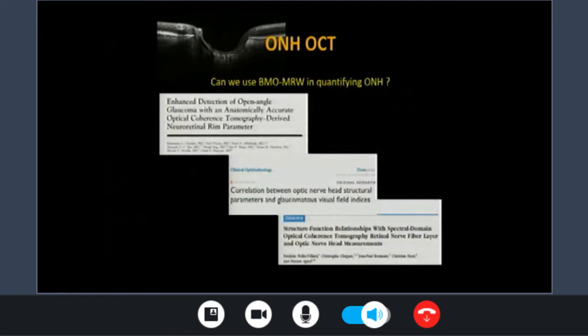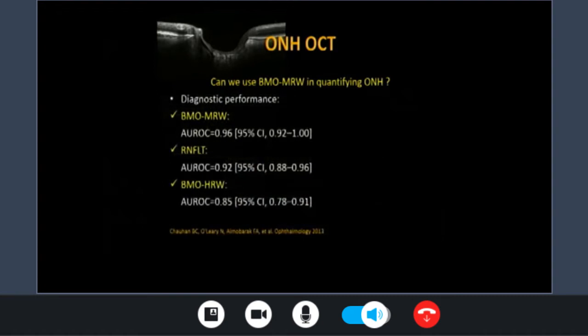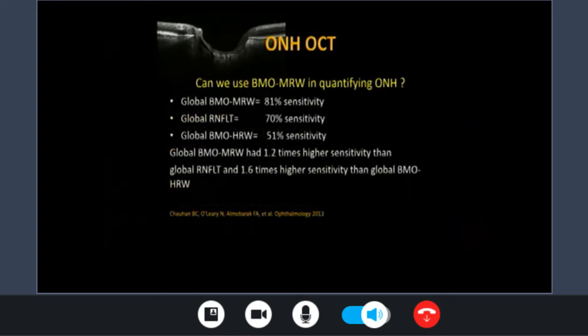So, can we actually use BMO minimum rim width in quantifying optic nerve head? The answer is yes. There are several studies that actually compared the performance of Bruch's membrane opening minimum rim width parameter with the RNFL thickness and with the Bruch's membrane opening horizontal rim width represented by the HRT. You can see that the diagnostic performance with the BMO is higher than the RNFL, and at the bottom of the list is the measurement that we get with HRT.